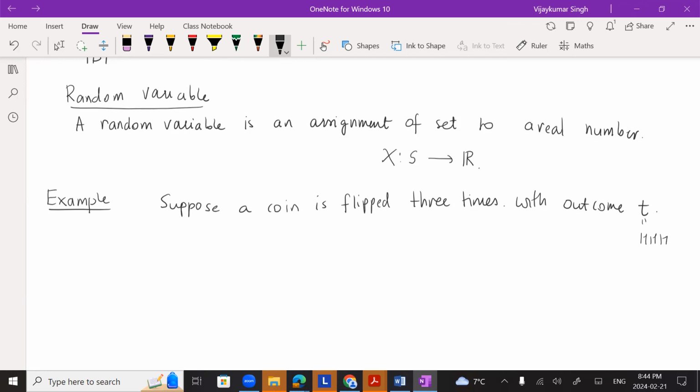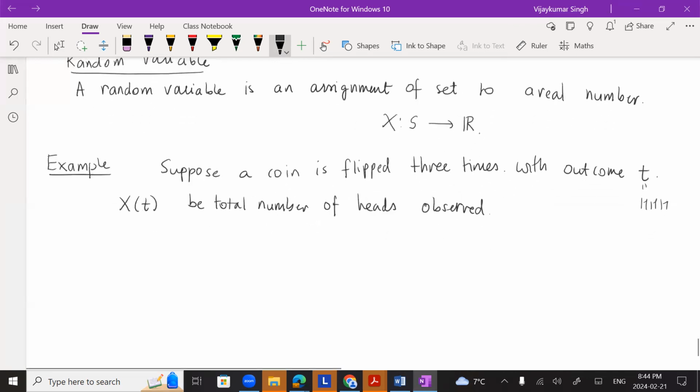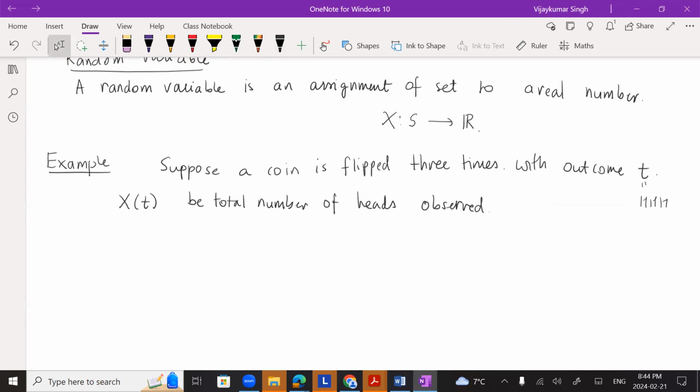So now where is the random variable coming into the picture? Let X of T denote the total number of heads observed. Okay, so let's try to make this picture clearer. Let's associate now the random variable. So in this case, what is the definition? The definition is the total number of heads observed.